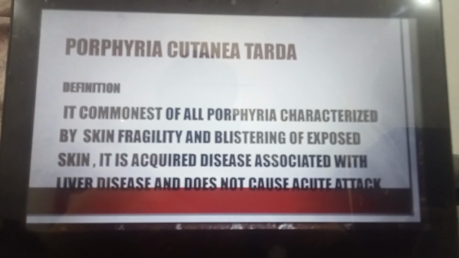So today I have selected another important topic of dermatology. The name of the topic is Porphyria cutanea tarda.